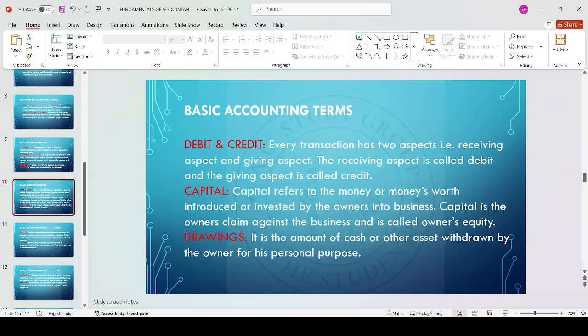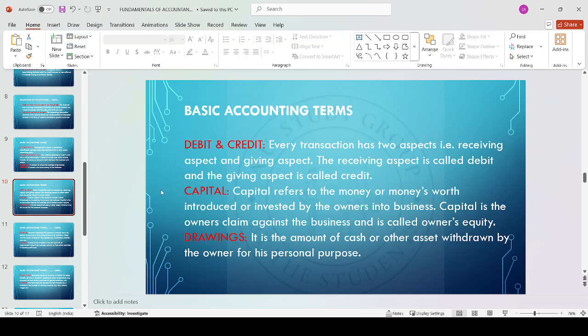For example, when you open a bakery, you invested 1 lakh rupees. Now that 1 lakh rupees is called capital. You might have 10 lakh rupees of personal money, but you just opened a bakery with 1 lakh rupees. So that 1 lakh rupees is the capital. That business owes you 1 lakh. So that is the capital.